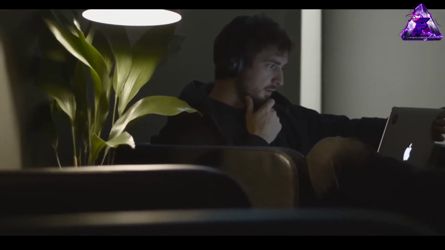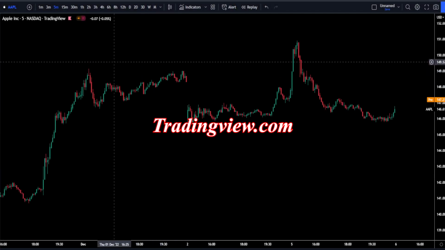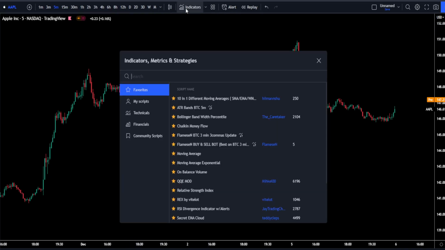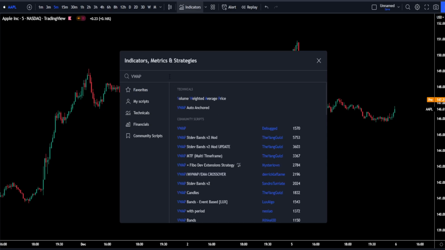Now without further ado, let's get into it. So first of all, you need to head over to TradingView.com and set your time frame to 5 minutes. Next, navigate up to your indicators tab, and now you're going to need to add 3 free TradingView indicators. So for the first indicator, search for volume weighted average price and select the indicator here you see under technicals.